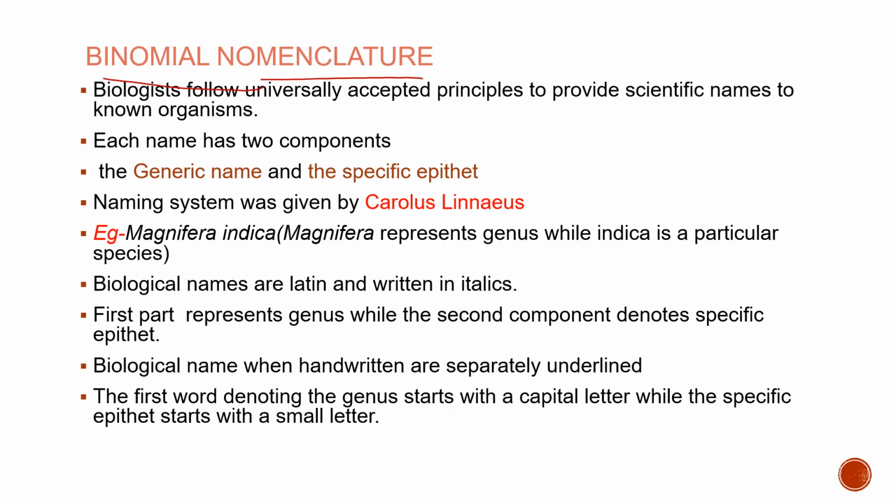The biologists have decided that the first name is the generic name and the second name is the specific epithet. Is it clear? The first name is the generic name and the second name is the specific epithet, and this whole system is called binomial nomenclature. This naming system was given by Carolus Linnaeus.